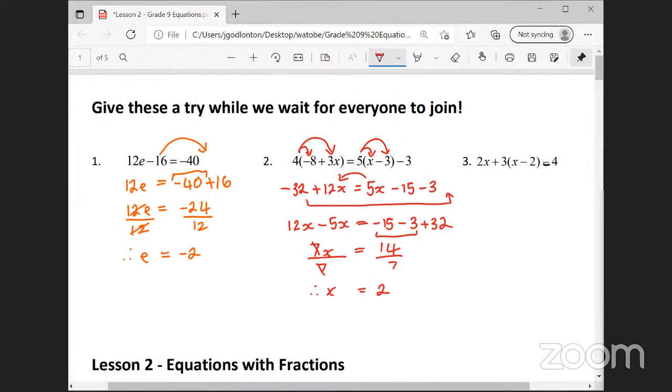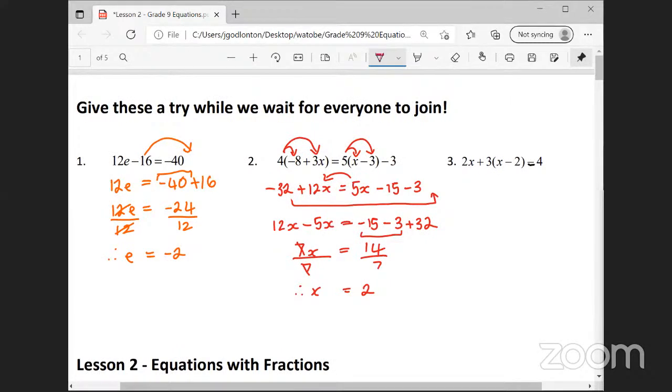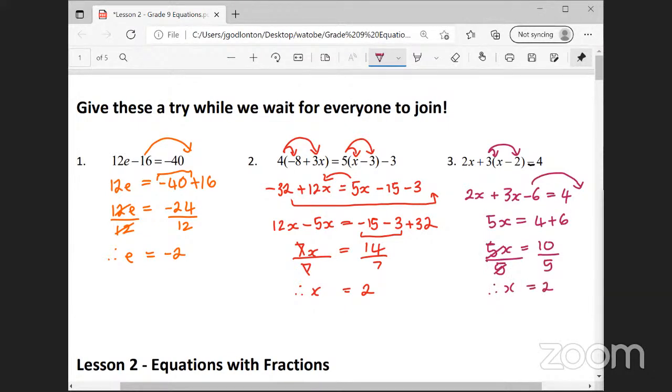All right, let's have a look at question 3 then. For question 3, we only need to take this 3 into the bracket. So I'm going to have 2x plus 3x minus 6 is equal to 4. And I'm going to move that 6 onto this side. So 2x plus 3x gives me 5x, and 4 plus 6, because I'm going to move that 6 over onto the other side. So 5x is equal to 10. Divide both sides by 5, which means x is equal to 2.